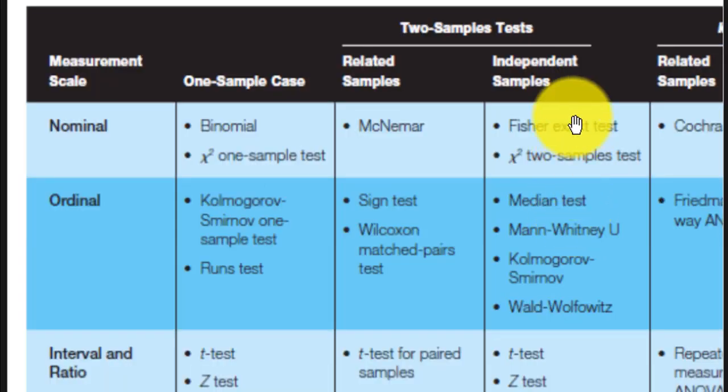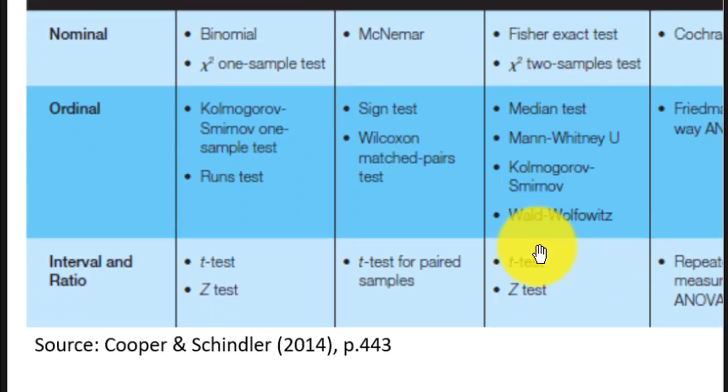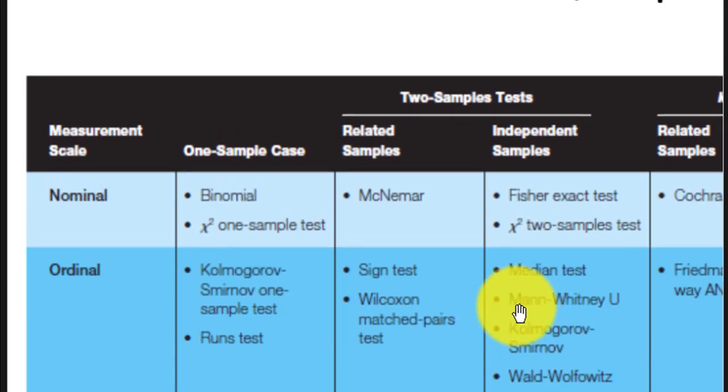If the study involves two independent samples or groups, for nominal scale variables, you can use Fisher-Exact test or chi-square two-sample test. For ordinal scale, median test, Mann-Whitney test, KS test, Wald-Wolfowitz runs tests are suggested in case of ordinal variable. Independent sample t-test and z-test are recommended for numerical scale variable.